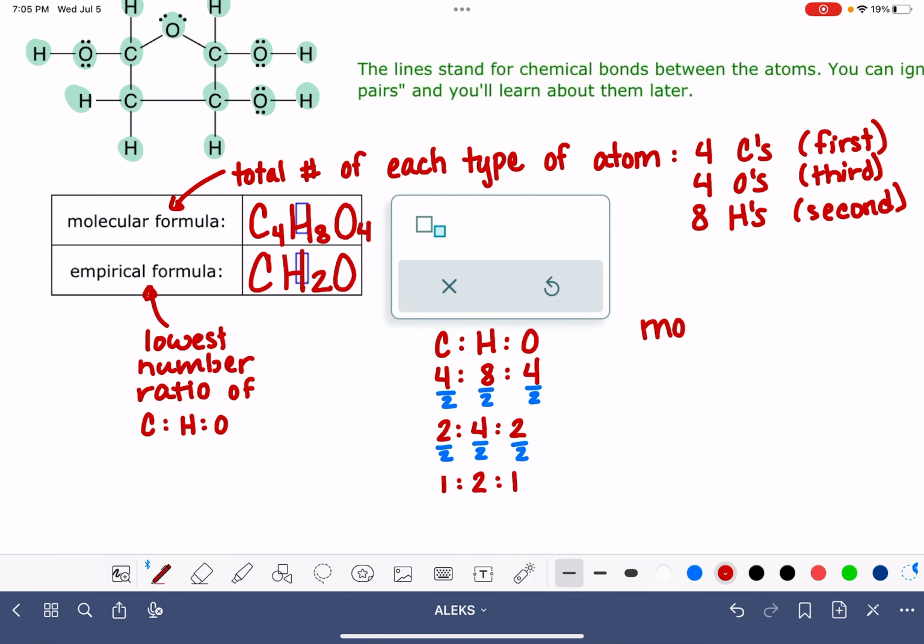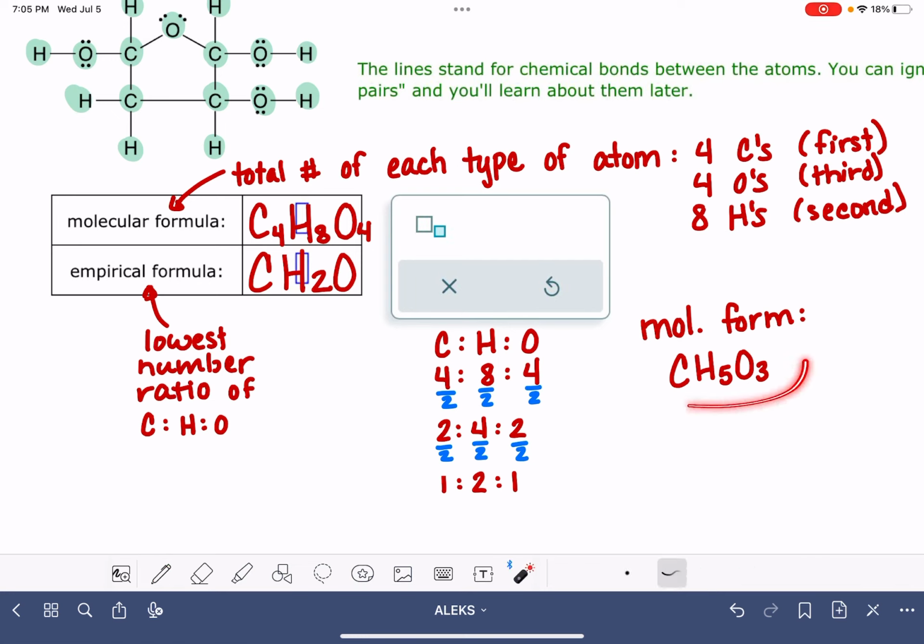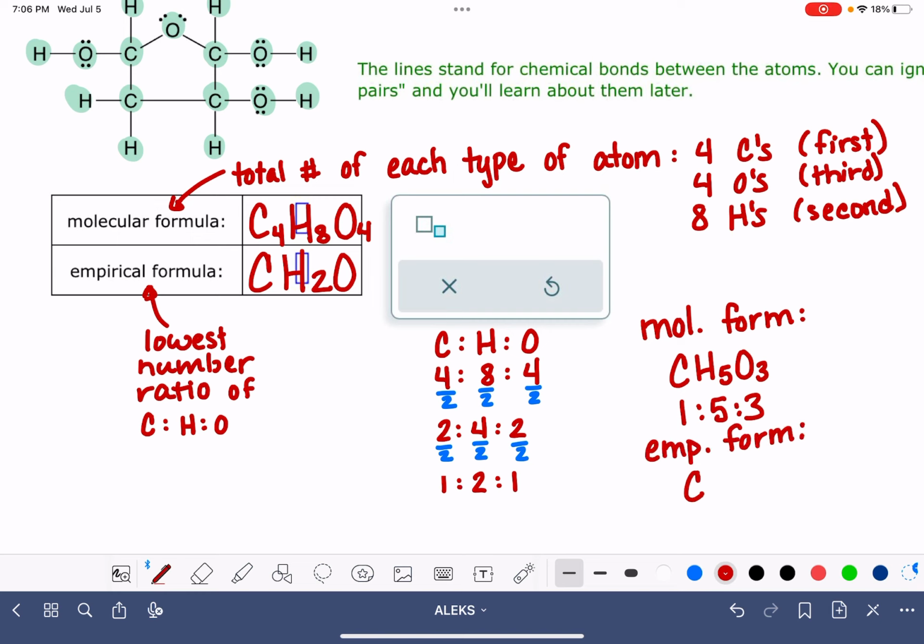So let's say, for example, what if we came up with a molecular formula that was CH5O3? I don't even know if that's real. I just made it up. This ratio of 1 to 5 to 3 is the smallest possible ratio of these numbers. I can't simplify this anymore. So in that case, the molecular formula and the empirical formula would be exactly the same. And like I said, sometimes that's going to be the case. You are not always going to be able to simplify the molecular formula down.